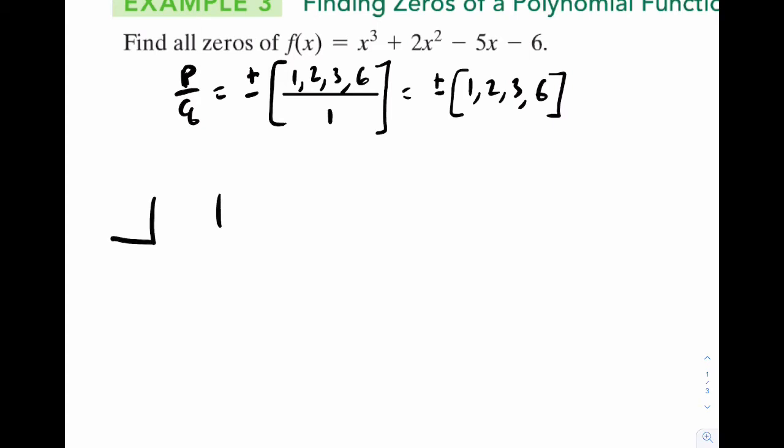We're going to write down those coefficients, 1, 2, -5, -6. And we're trying to figure out which of these, there are 8 possibilities, when I put it in right here, is going to make the remainder 0? Because that's what we're trying to do. We're trying to figure out what's a 0. So we need to make this remainder 0.